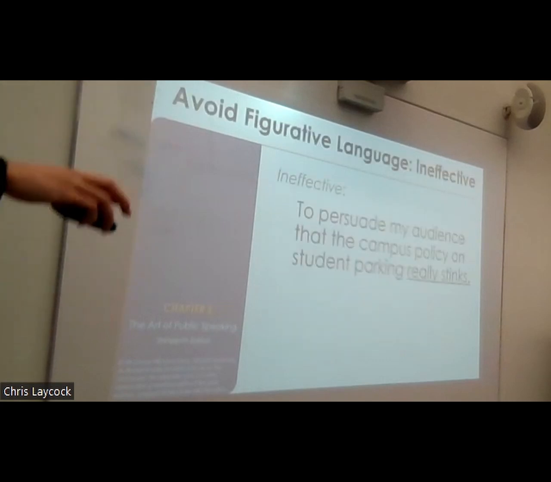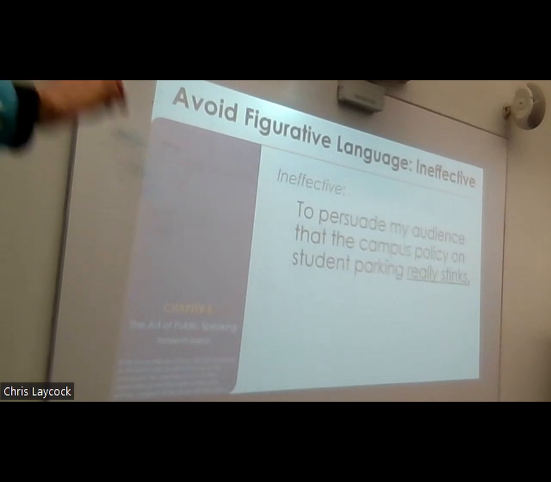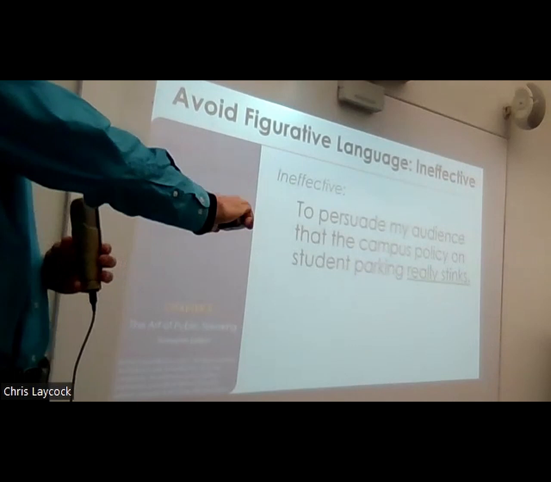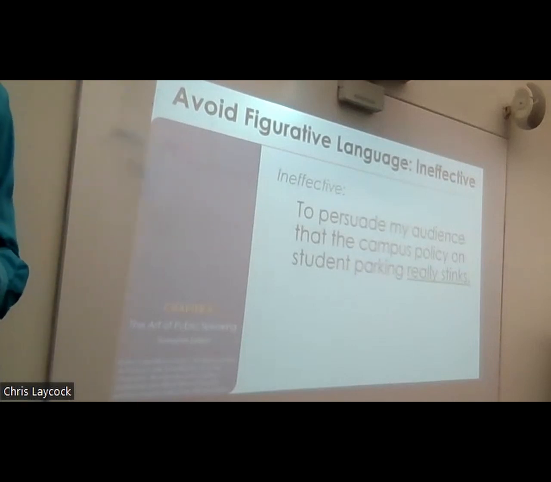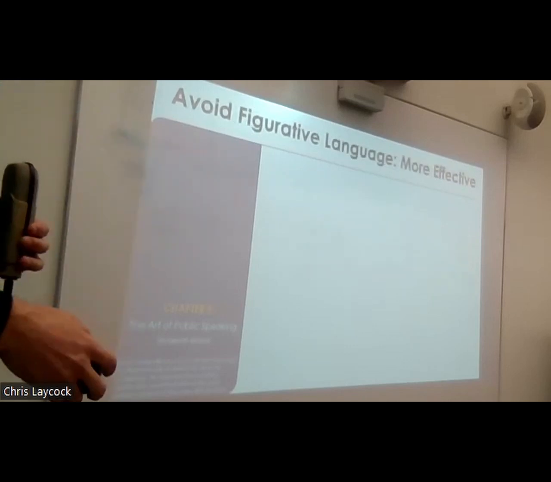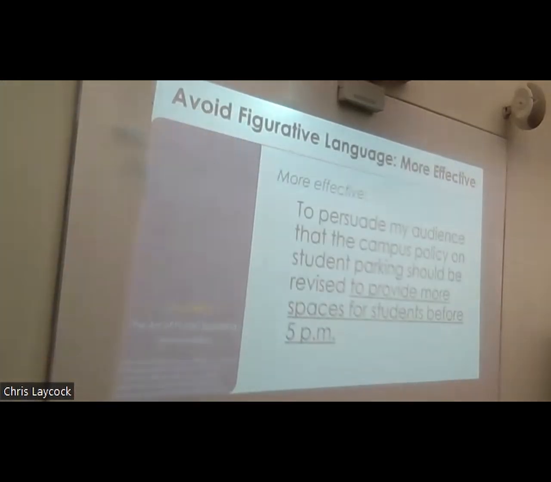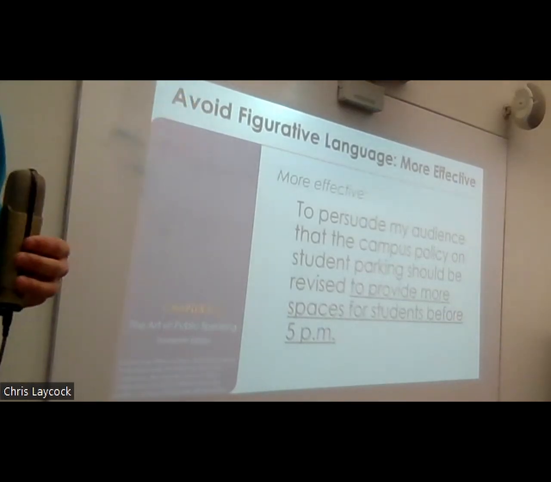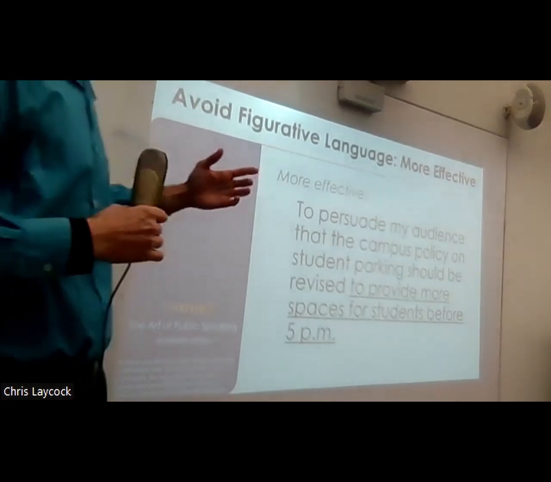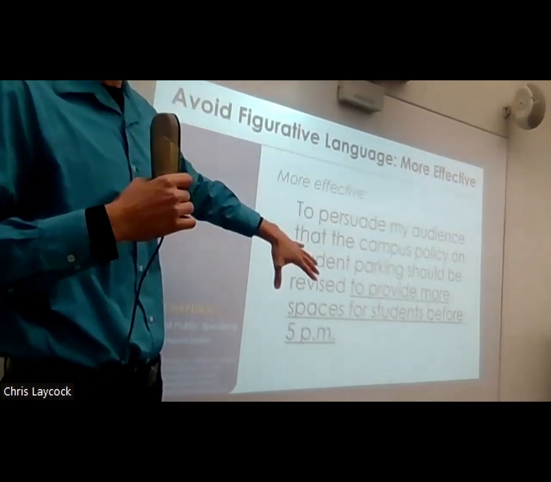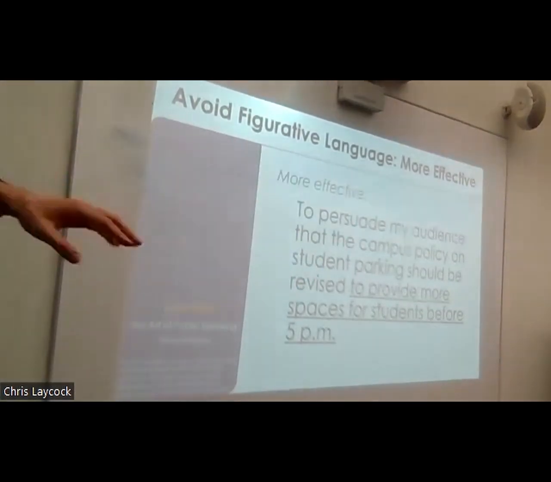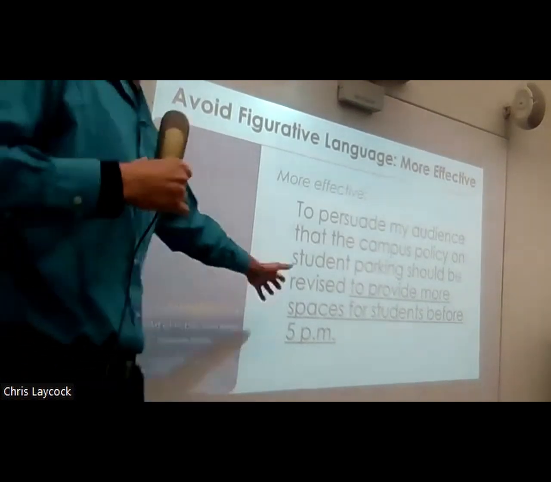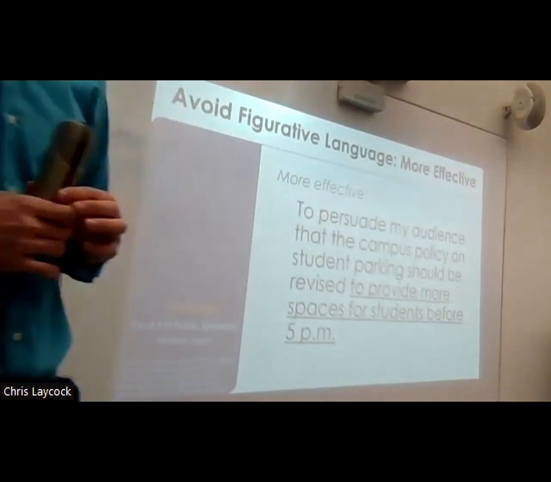Avoid figurative language. To persuade my audience, quiet down please, to persuade my audience that the campus policy of student parking really stinks. It's not clear what about it stinks. Again, that's just vague. A more effective example would be something like more spaces for students before 5 p.m. Something more specific. It could be that it's poor because it doesn't have a lot of availability, all right? Or it could be something further, like there are just not enough spaces after 5. That's what I want.